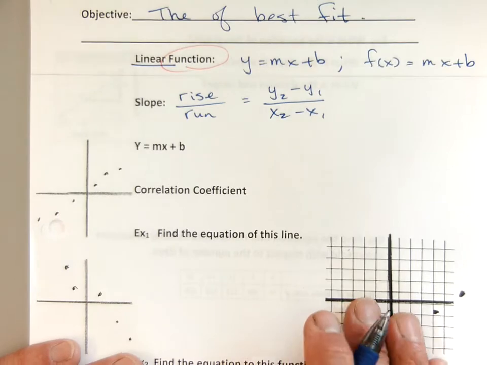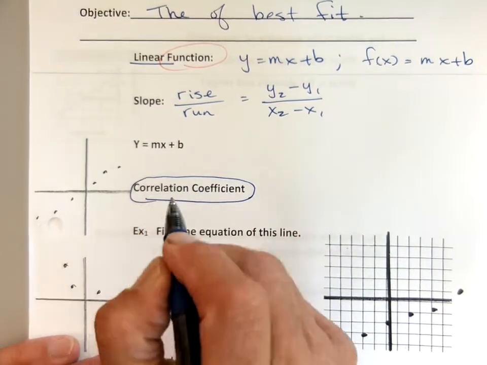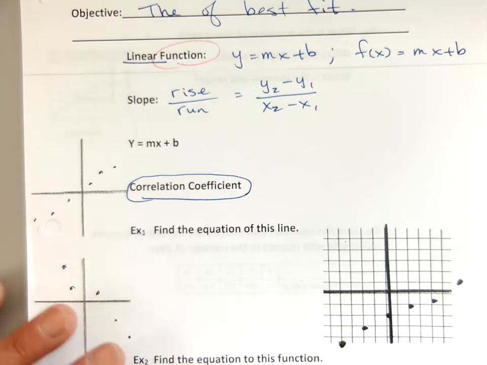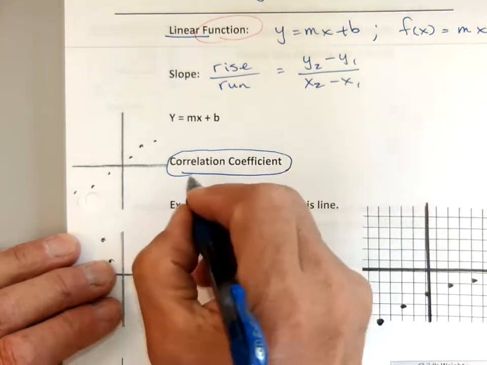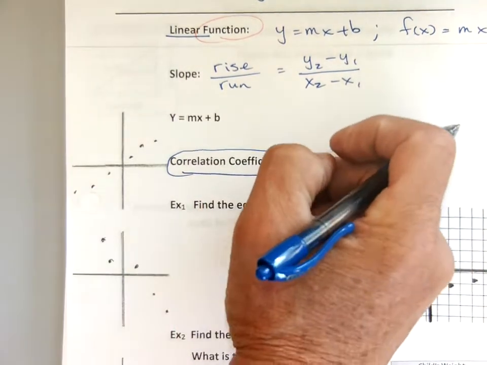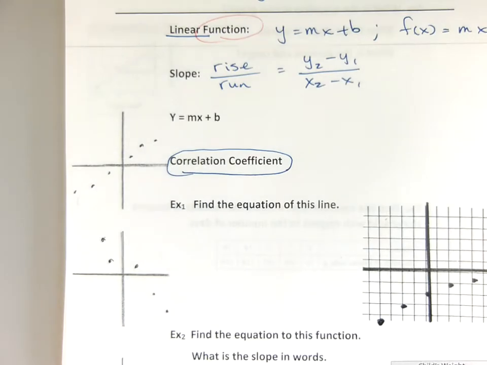Now, there's a thing called a correlation coefficient, and we're going to talk more about this on Tuesday. For right now, it's a number between 1 and negative 1. What does it tell you? If it's 1, the points are perfectly lined up, 100% perfect. If it's a negative 1, it's going downhill, but all the points are still perfectly lined up.